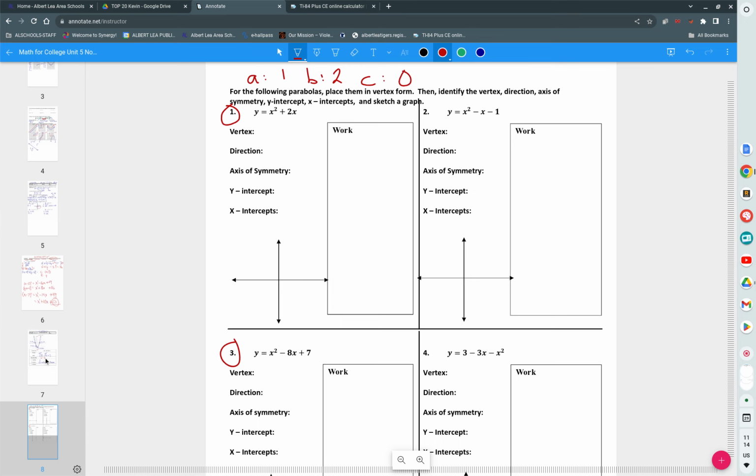Okay? So first of all, let's decide, is it going to go up or down? It goes up because the a value is positive, so the direction is up. The y-intercept, that's c. It's the number on the end. So what's the y-intercept? 0.